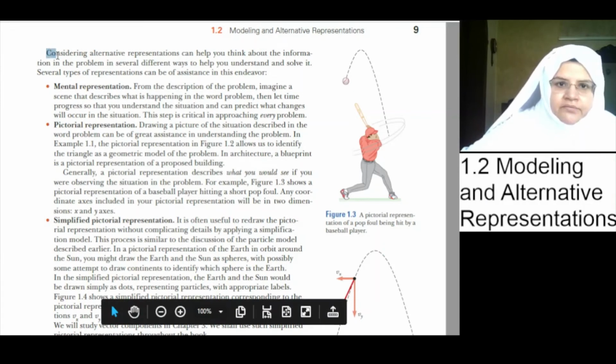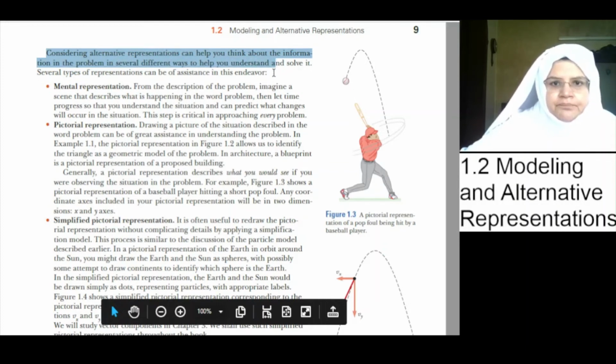Considering alternative representations can help you think about the information in the problem in several different ways to help you understand and solve it. Several types of representations can be of assistance in this endeavor.